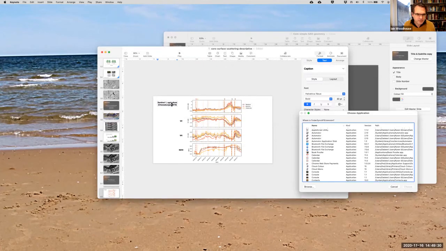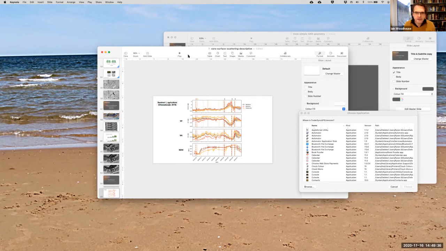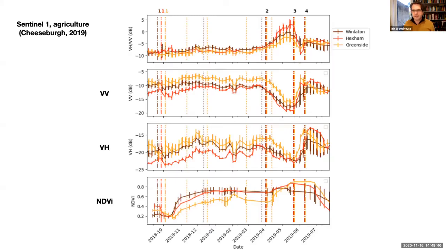Because I've noticed that my poor student, the automatic speller has turned their name into cheeseburger, and I'm sure she wouldn't like that. So this was a master's student from last year who analyzed some Sentinel data.